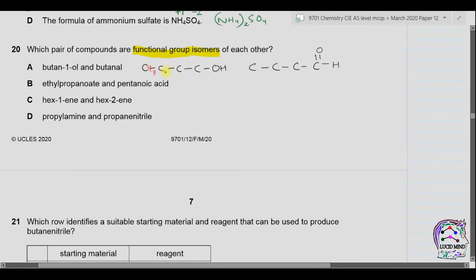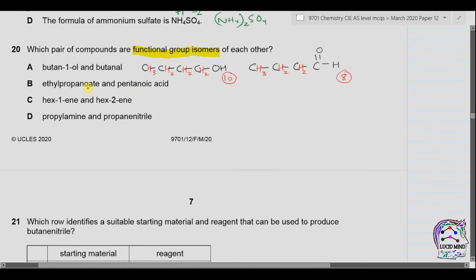This one has 3 hydrogen, 2 hydrogen atoms, 2 hydrogens, 2 hydrogens. This carbon has 3, this has 2, this has 2. Now the total number of hydrogens in butanol and butanal is 3, 4, 5, 6, 7, 8, 9, 10. 10 with alcohol and 8 with aldehyde. So it means they are not isomers.